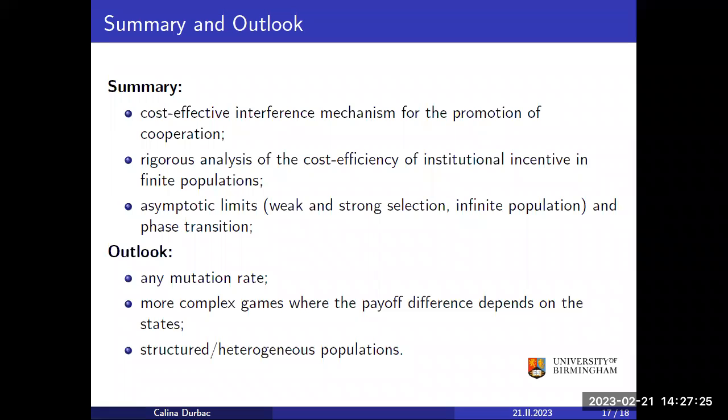We've done a rigorous analysis of the cost efficiency function, and we've obtained asymptotic limits, the weak and strong selection limits, and the infinite population limits, as well as proved phase transition. You might be wondering what's next. There are a few further research paths that one could embark on.